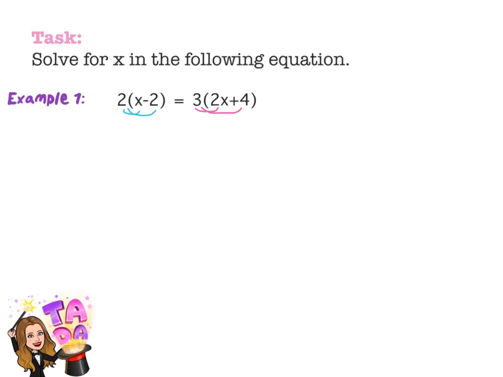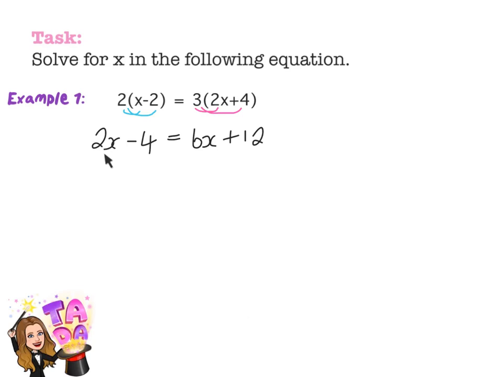Okay, well, 2 times x is 2x. 2 times minus 2 is minus 4. Equals, well, 3 times 2x is 6x. And then we've got, well, 3 times 4 is 12. Okay, great. Now, letters on the left, numbers on the right.